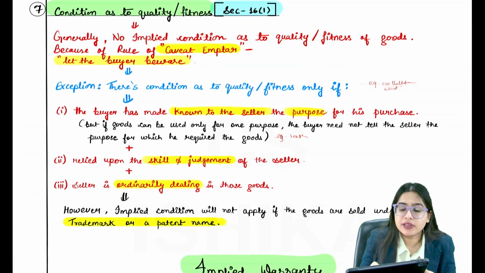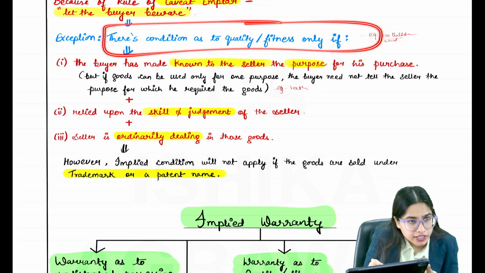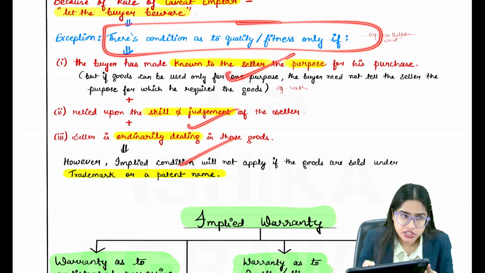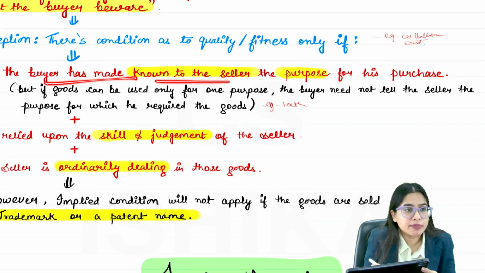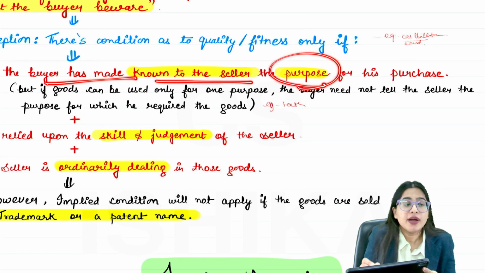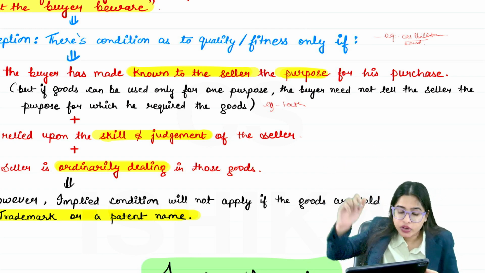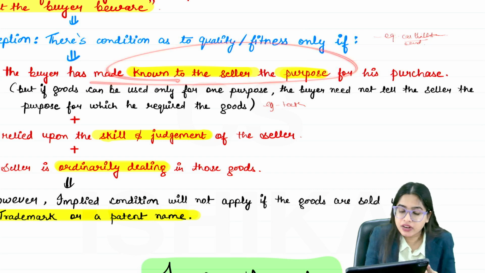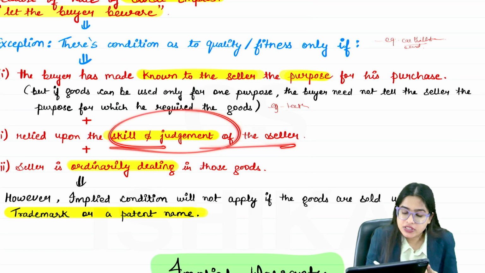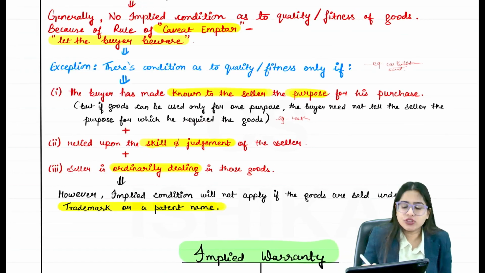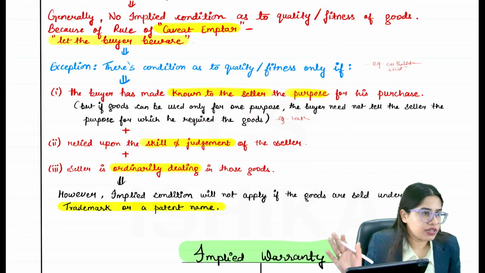Caveat emptor applies here. But there will be an implied condition of fitness and quality only if these three conditions are satisfied. Number one, the buyer has made known the purpose to the seller. The buyer specifically told the seller, I want this car for hilly region. Okay, the buyer has specifically told the purpose to the seller, and he relied on the skill and judgment of the seller. And lastly, the seller is ordinarily dealing in those goods. This is all about fitness and quality.